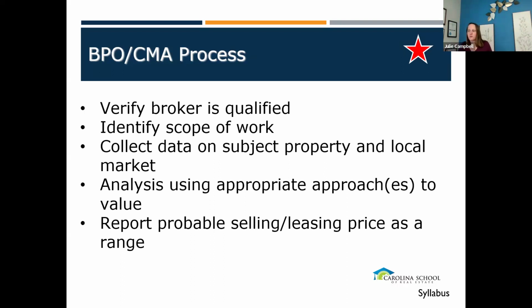Again, we're not appraisers, but we can roughly use those approaches to value. Specifically, the sales comparison approach is the closest thing we have to the CMA. And then make sure that we are only reporting probable sales price. I think that's about the fourth or fifth time I've said that. So again, I hope you hear the importance of that. Last bullet point here. I'm not repeating myself because I like to hear the sound of it come out of my mouth, right? Probable sales price or probable lease price.